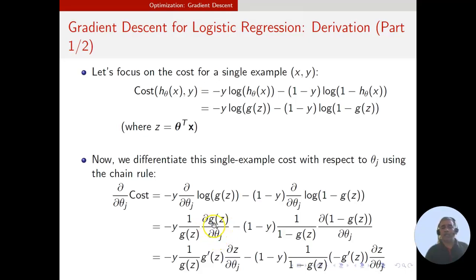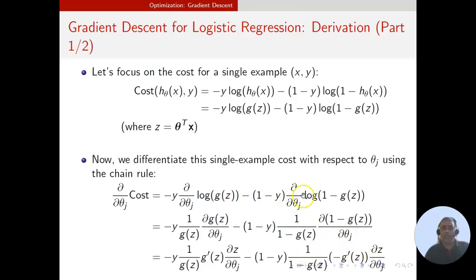As we know, g of z depends on z and z depends on theta j. So we can write it as a chain rule, and we are going to get dou g of z by dou z is g dash of z, and dou z by dou theta j is simply xj, because z is theta naught plus theta 1 x1 plus theta 2 x2 and so on up to theta j into xj. All the remaining parameters are independent, so we will get xj here.